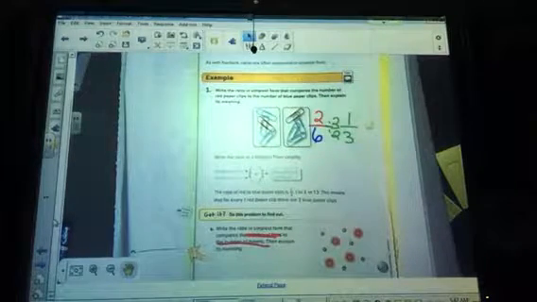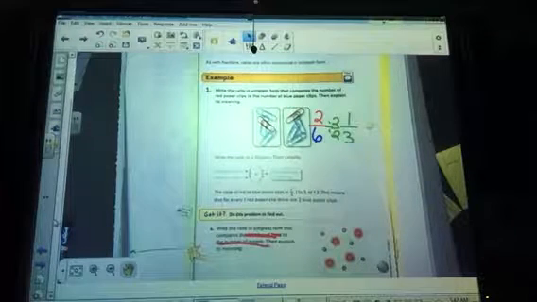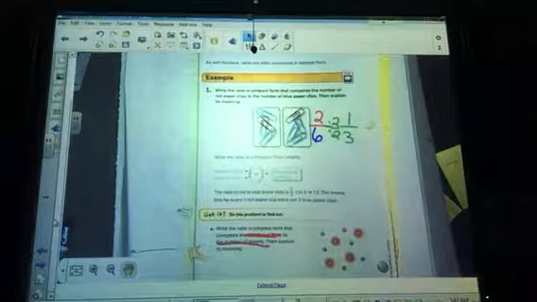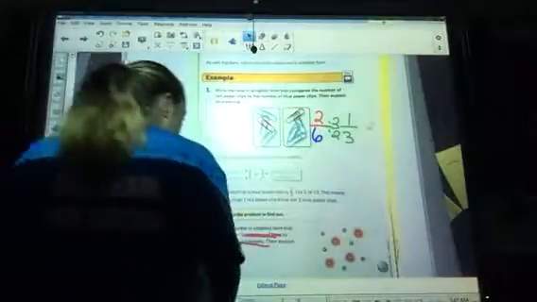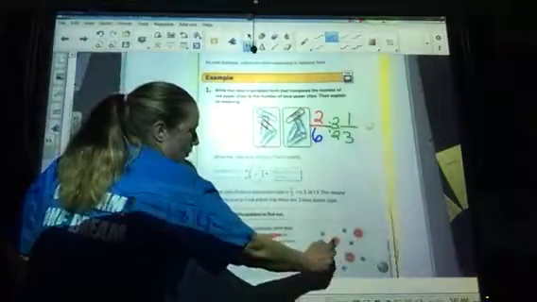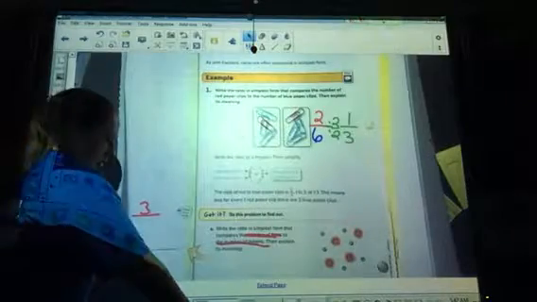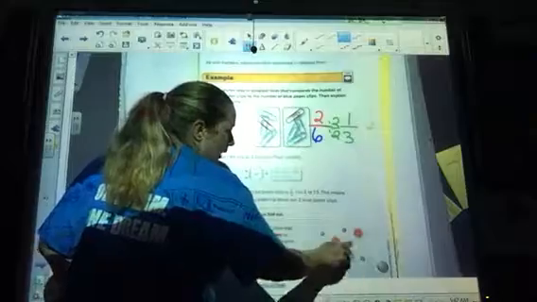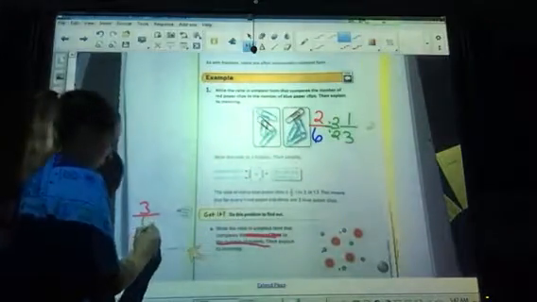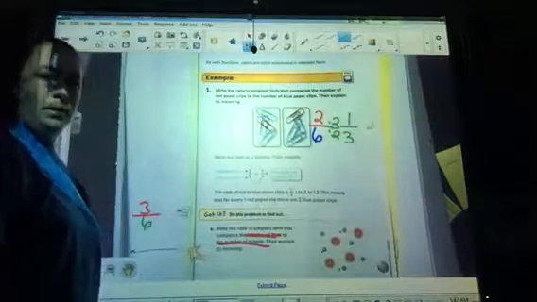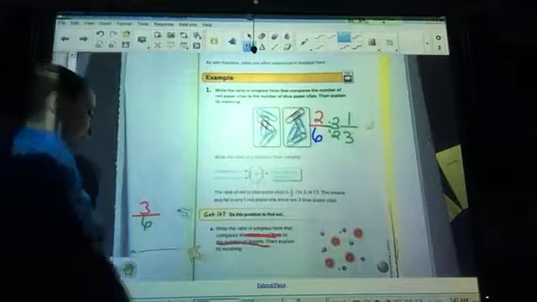All right, you should have paused. Let's talk about this. Suns have to go first. How many suns do we have? 1, 2, 3, 4. I'm going to write over here, 3 suns. How many moons? 1, 2, 3, 4, 5, 6. 3 over 6. All right, we can simplify this.